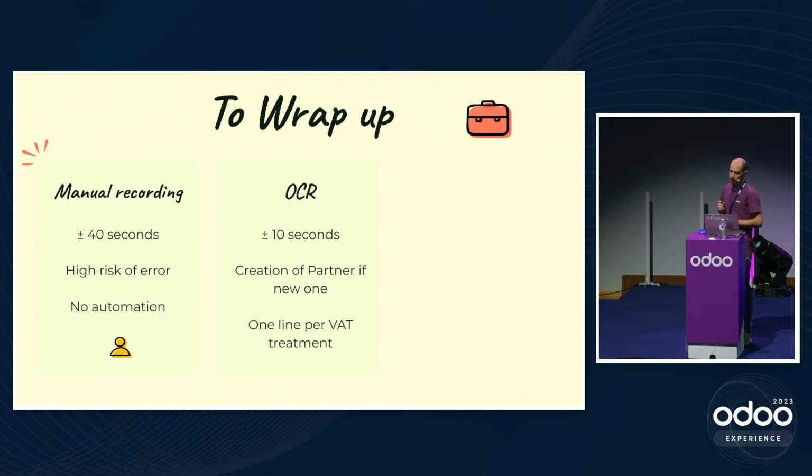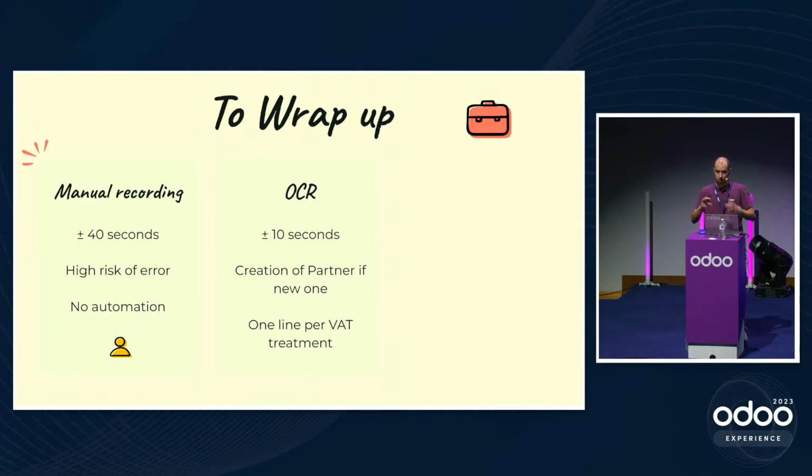The next point, also very important, is if it's a new vendor, it will generate and create this vendor for me. So I don't need to manually record any new partner if I'm using the OCR, and this is really great, especially in the beginning, if you have a lot of new partners that you need to create. And the last part is that we will always have one invoice line per VAT treatment.